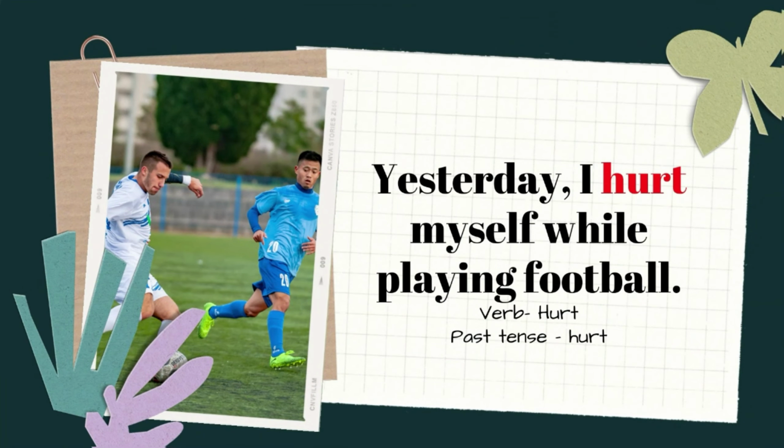Now let's learn the verbs through examples. Yesterday, I hurt myself while playing football. Now, I did not add hurted, I did not add ed, I did not change the verb. It remained the same. Hurt will always remain the same even when you use it in the past tense or we use it with the past participle. Okay? Now, you can also make some examples by using these verbs.